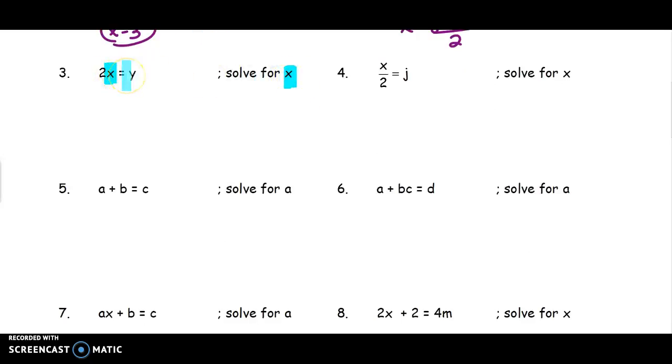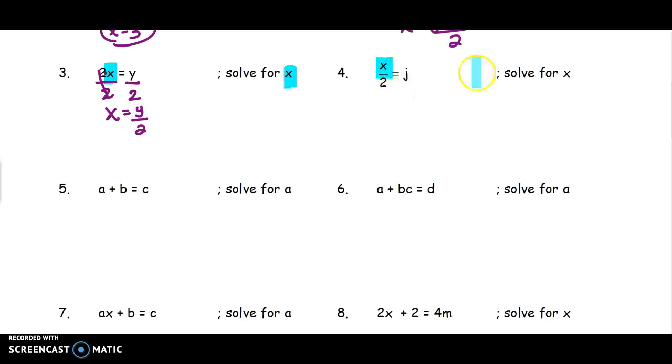I like to highlight or circle or something to kind of say that this is the variable that I'm trying to get alone. And then I ask myself, what's happening to that variable? So here I have 2 times x. And the only way to get rid of that times is to divide. And to get rid of the x, I have to take what's not highlighted. I have to divide by 2. So x is equal to y divided by 2.